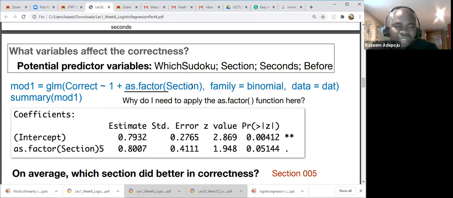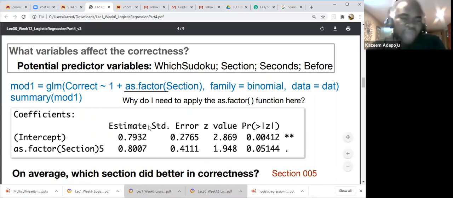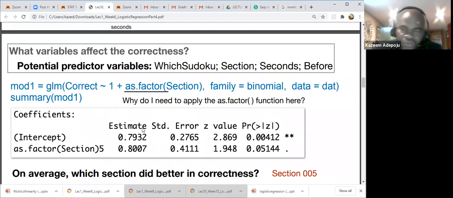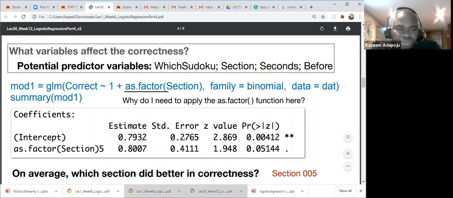I want to start with a simple model, with only one predictor for now. I want to measure the effect of section on the correctness of the game, and I'm going to call that model 1. So this is the result that I have. I don't want to use all the predictors at a time. I want to start by looking at the effect of one predictor at a time before I move to the complicated one.